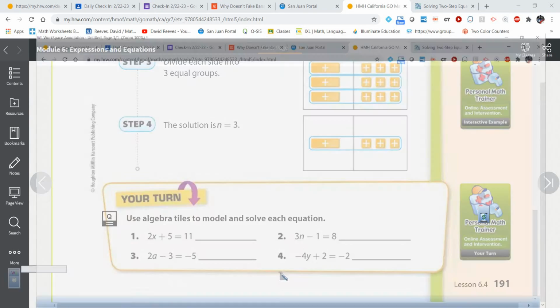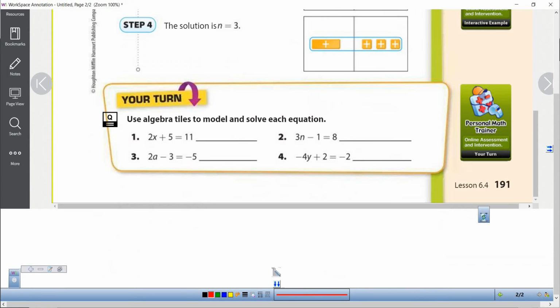Okay, so let's now take a look at these ones right here. I'm going to do this first problem: 2x plus 5 is equal to 11. Very similar to the one we just did. First thing I'm going to do is subtract 5, because 5 was added, so I'm going to subtract that away.